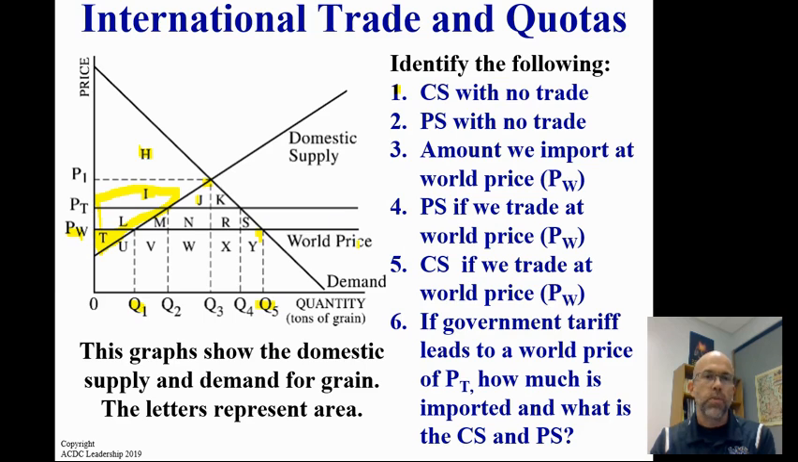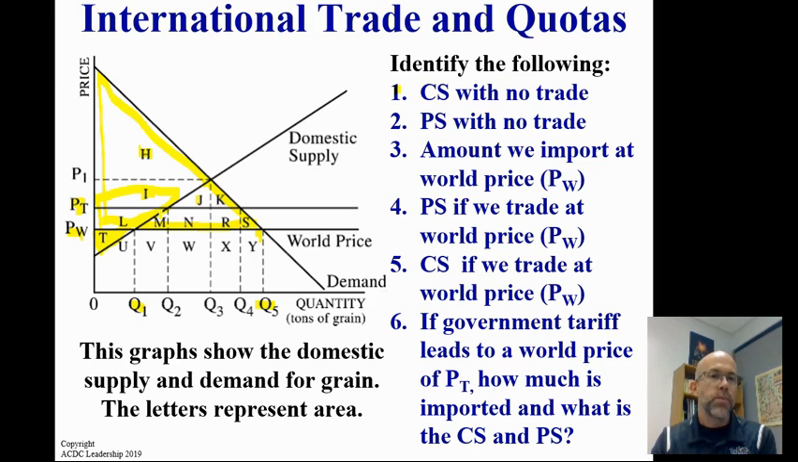Consumer surplus at world price is going to be a much larger area. At the world price, this consumer surplus is going to be this giant area here, which includes H, I, J, K, L, M, N, R, and S. So now if the government decides to establish a tariff, which leads to a world price of P at T, so this is the price at the tariff, we can determine how much is imported and what the new consumer surplus and producer surplus is.